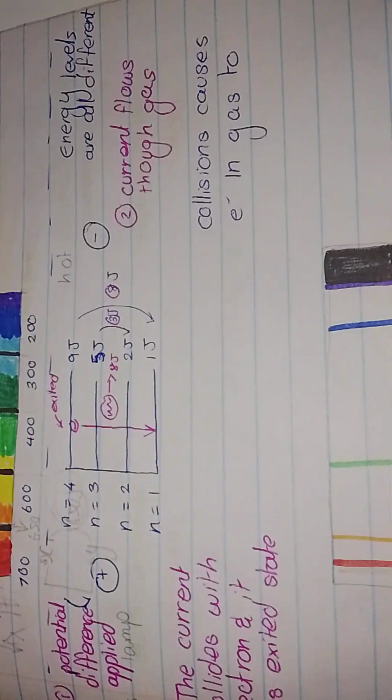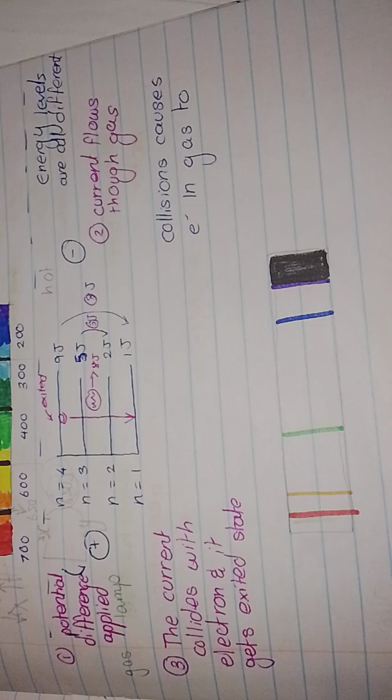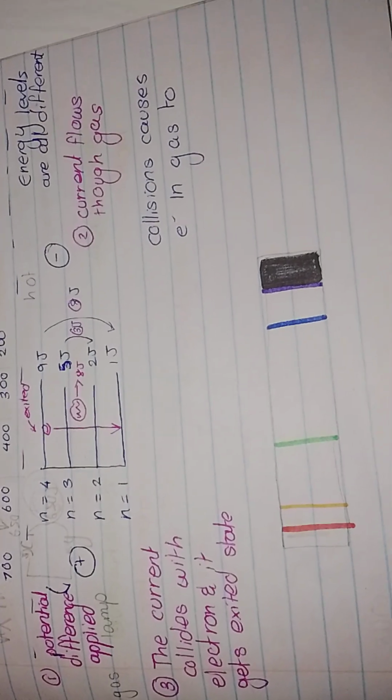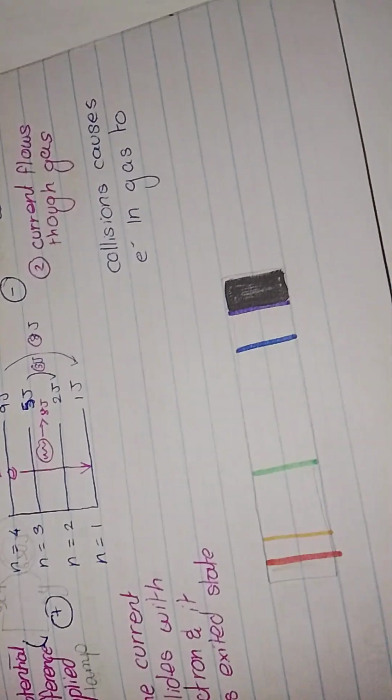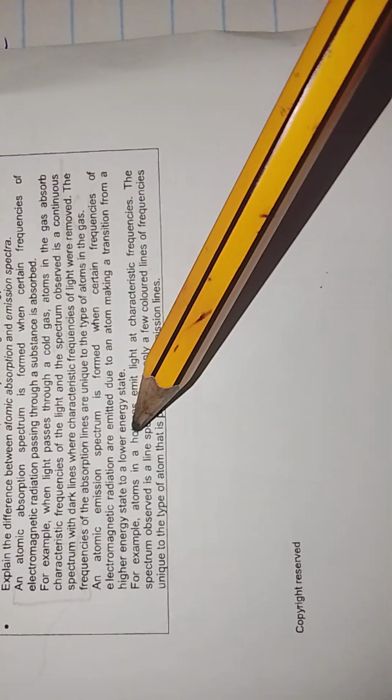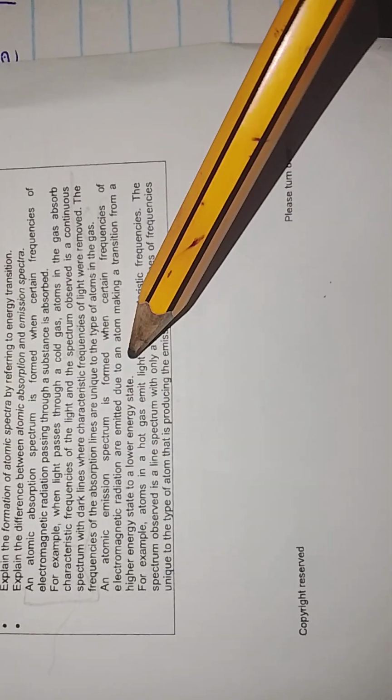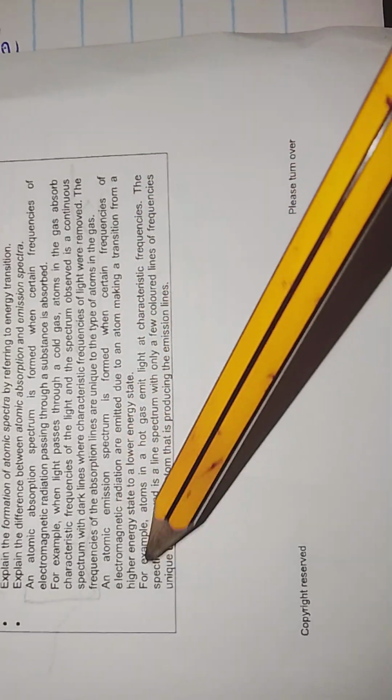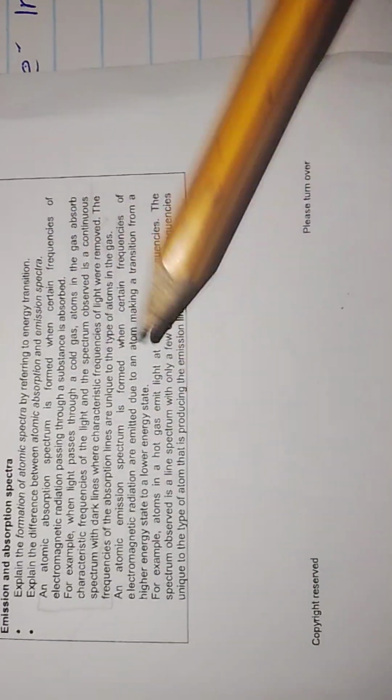Now we move on to the emission spectrum. Atomic emission spectra. I say it all those times, I still didn't get it. Now over here is formed when certain frequencies of electromagnetic radiation are emitted due to an atom making a transition from a higher state of energy to a lower state of energy. See, why can't they write this one more easily like that? So here's what's going to happen.